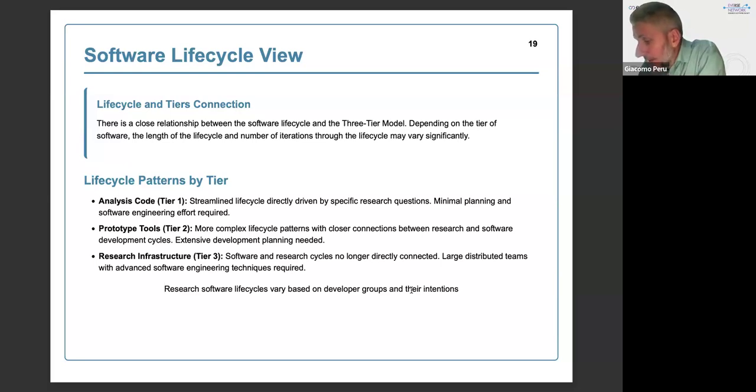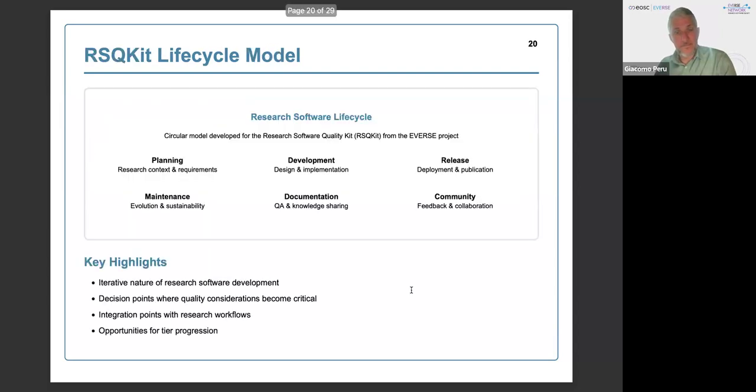As part of understanding research software lifecycle patterns, it becomes important to achieve common understanding of processes in research software engineering to assess infrastructure needs and quality requirements appropriately for different software types and development contexts. It might be good to have a link to the RSQ Kit in the chat.